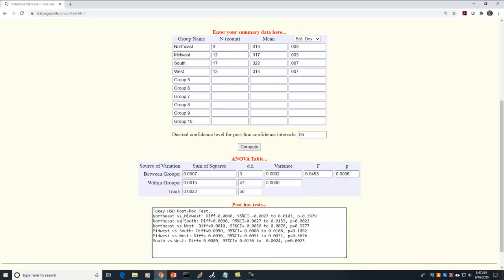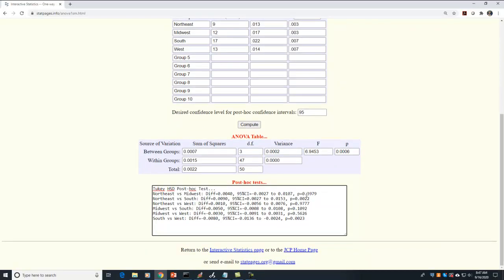Now, down below, it's telling me where that difference might be. So again, this is the probability of being wrong if the Northeast and the Midwest are different. And there's about a 40% chance of being wrong. In statistics, we like to be about 10%. The Northeast and the West, they are very similar. There's a 97% chance you'd be wrong if you said, no, those two really are different. And same with the Midwest and the West.